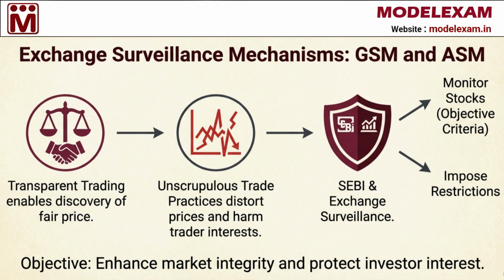In this video, we'll explore exchange surveillance mechanisms like GSM and ASM. The stock market is designed to be a transparent place where buyers and sellers determine the fair price of a stock. However, sometimes traders use unscrupulous practices to distort these prices, which harms honest investors like you. To stop this, SEBI and the stock exchanges act as a shield. They monitor stocks based on objective criteria. If they spot something suspicious, they impose restrictions to protect the integrity of the market.